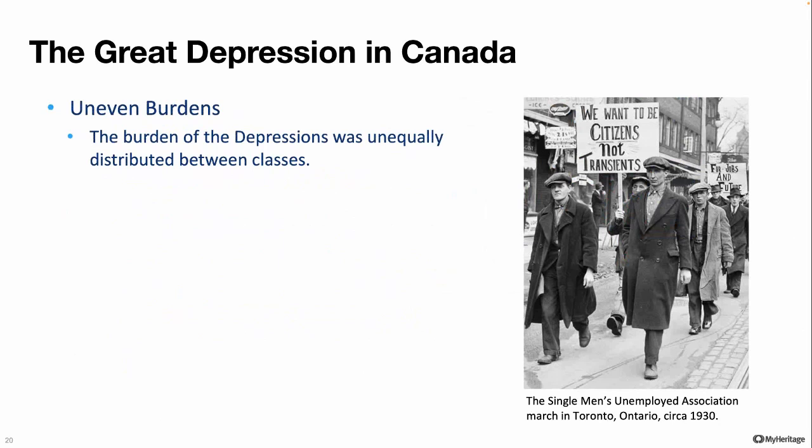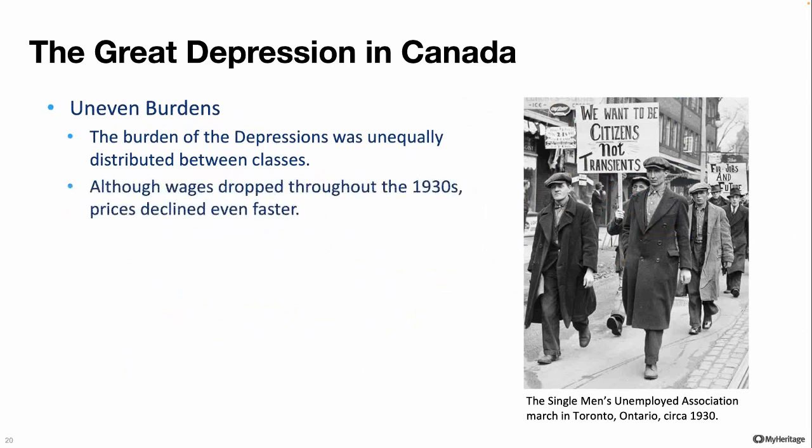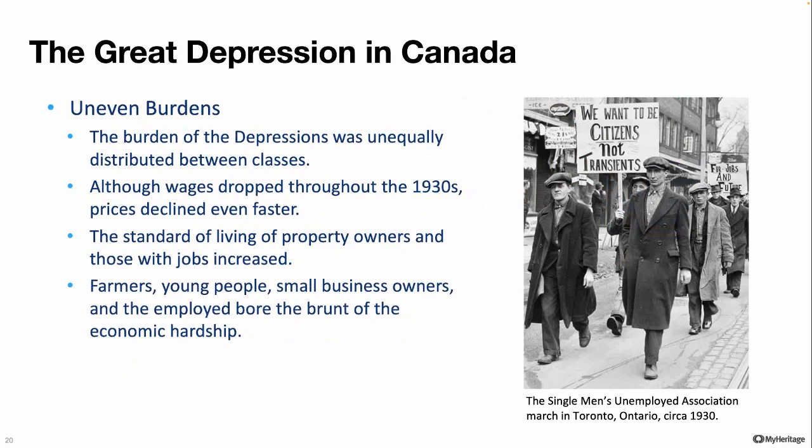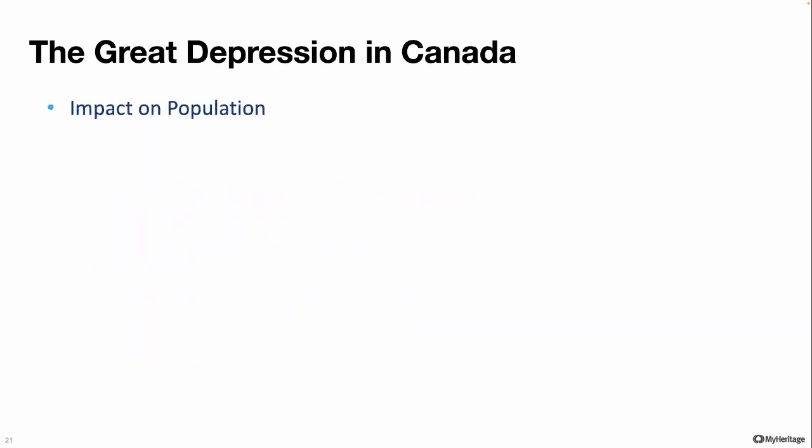There were also uneven burdens. The burden of the Depression was unequally distributed. Wages dropped throughout the 1930s, but prices declined even faster, which meant that if you had a job or were a property owner, your standard of living might generally have gone up during the Depression. But farmers, young people, small business owners, and especially the unemployed bore the brunt of the economic hardship.